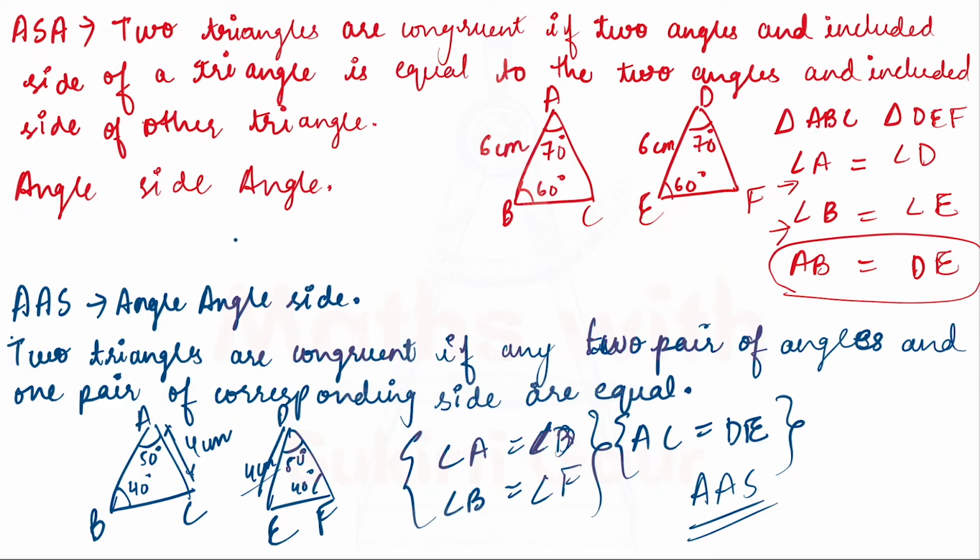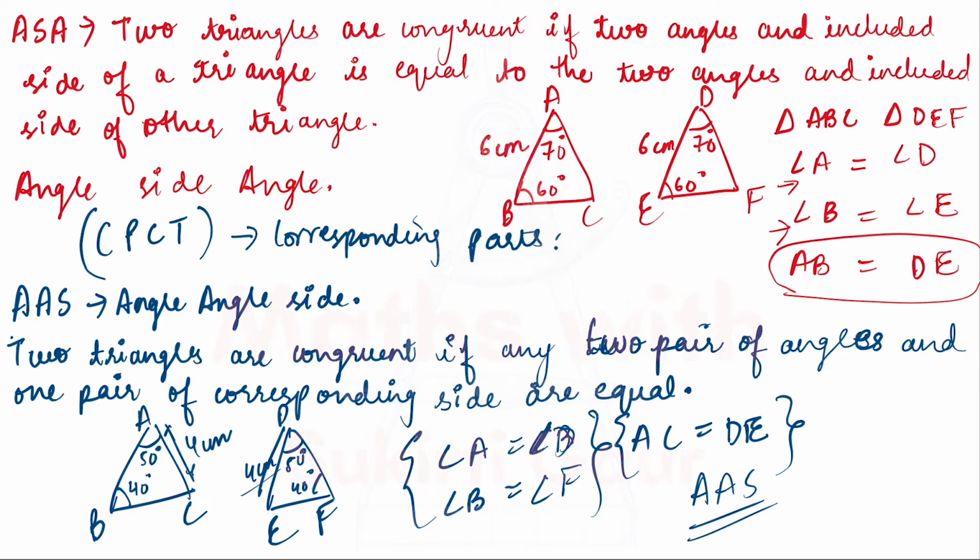There's also a term used, CPCT, in triangles, which means corresponding parts of congruent triangles. And what this term means actually, if you prove two triangles to be congruent to each other, it means their every angle and their every side or their any dimension is equal to each other.